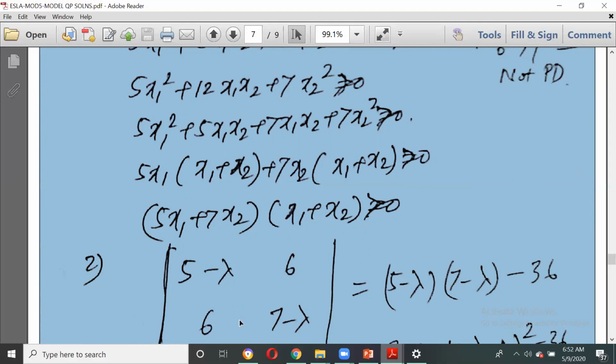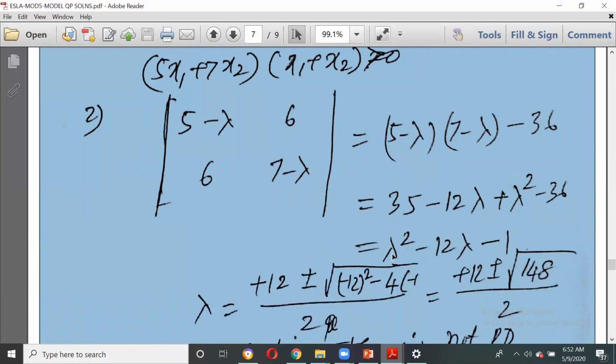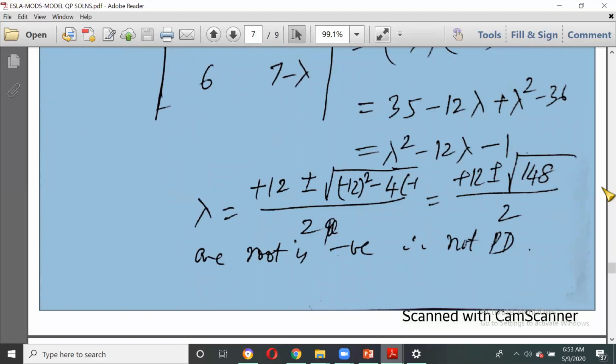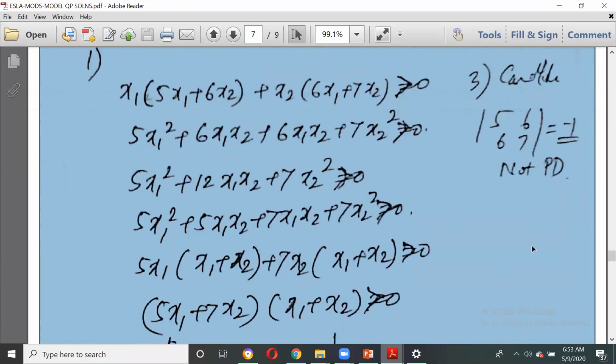So what we try to do is the second test: 5 minus lambda, 6, 7 minus lambda. We are trying to find the eigenvalues. The eigenvalues come from lambda square minus 12 lambda minus 1, and that will give you one positive and one negative value. Therefore, this is not positive definite. Also, if you take the determinant of this matrix 5, 6, 6, 7, that itself becomes negative, and hence it is not positive definite.